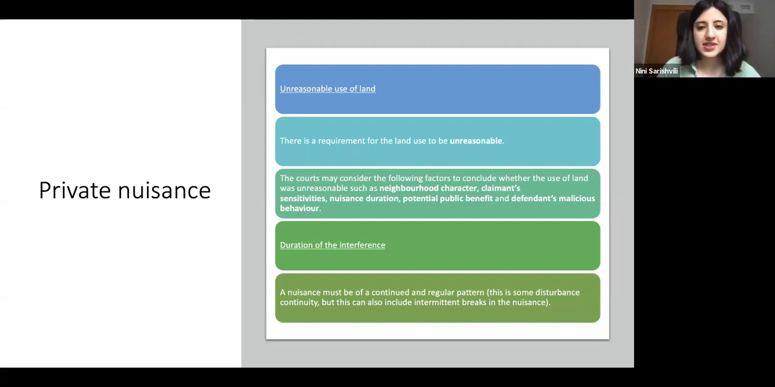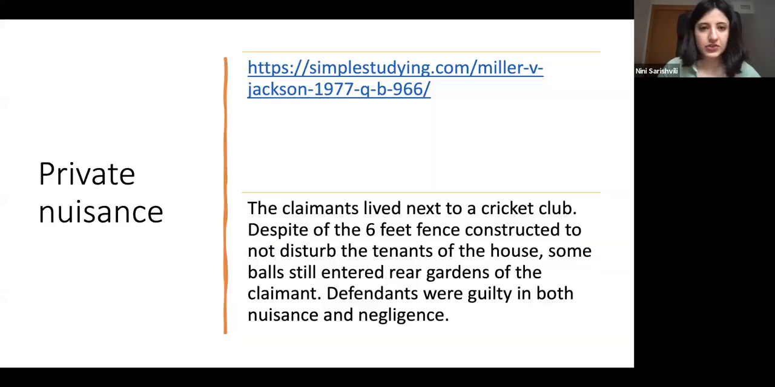The courts may consider the following factors to conclude whether the use of land was unreasonable, such as neighborhood character, claimant sensitivities, nuisance duration, potential public benefit, and defendant's malicious behavior. These are all important factors that need to be considered when you provide analysis on private nuisance. And duration of the interference: if it happened only once, it may not be nuisance, but if it's happening regularly, there is more likelihood that it's a nuisance.